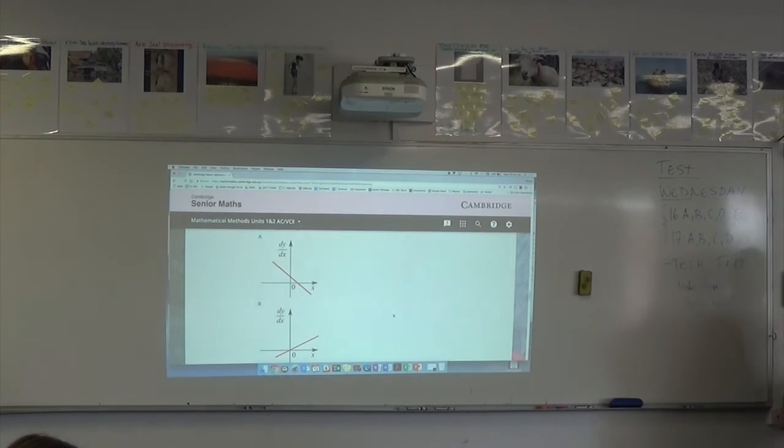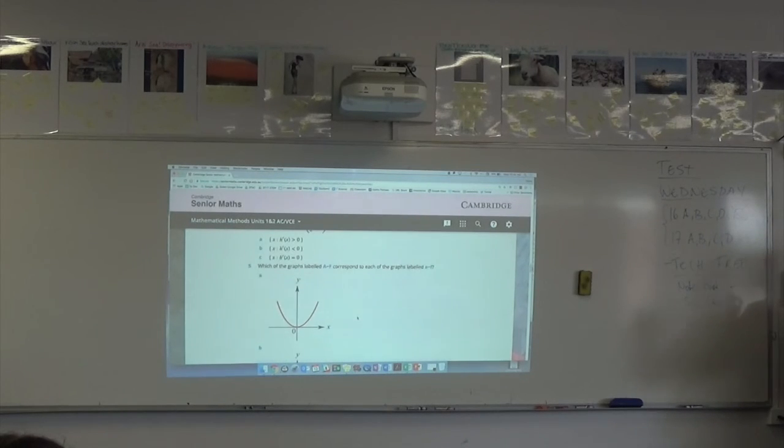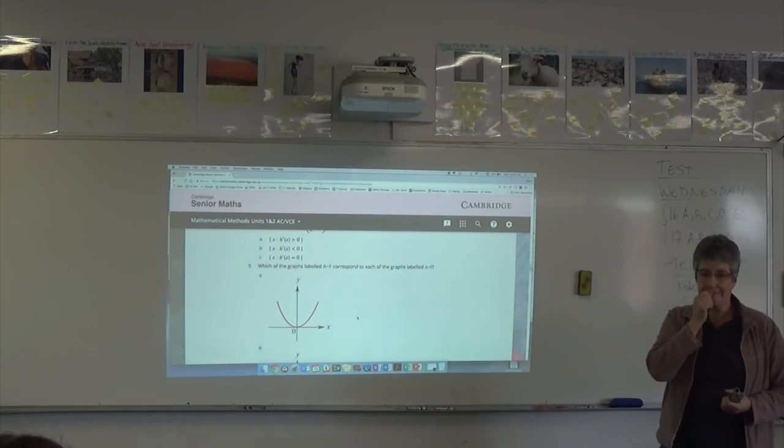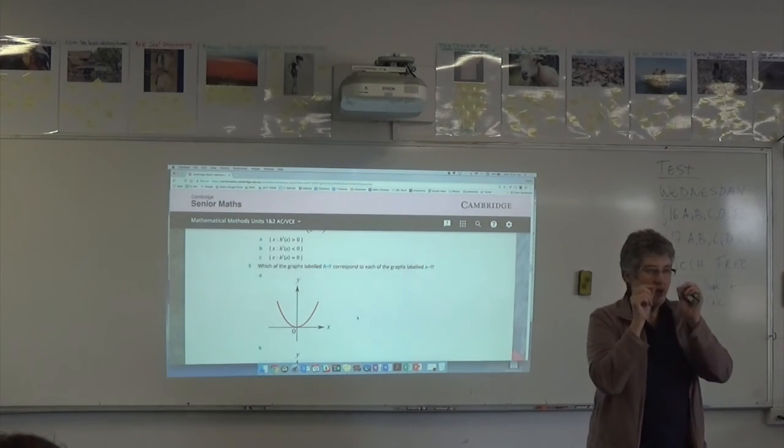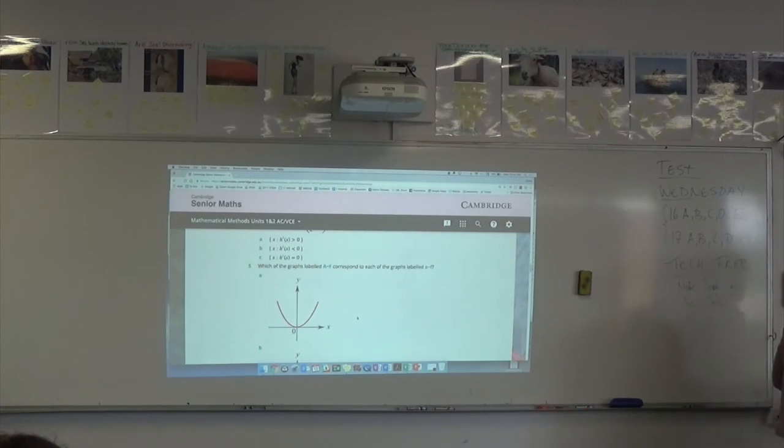Okay, so we've done all of these graphs now. So can you see how you've got to look at the gradient of the graph? Find the 0 points. They're the points that help you.